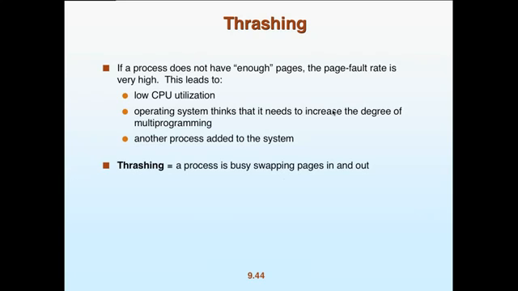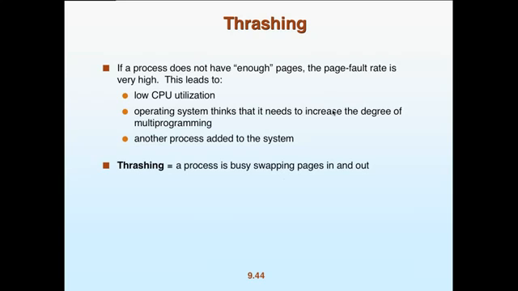If a process does not have enough pages, the page fault rate is very high. It leads to thrashing and low CPU utilization because the CPU is busy swapping pages in and out. So it's busy, but it's not doing anything. That's why they call it low CPU utilization. It's not being utilized correctly.